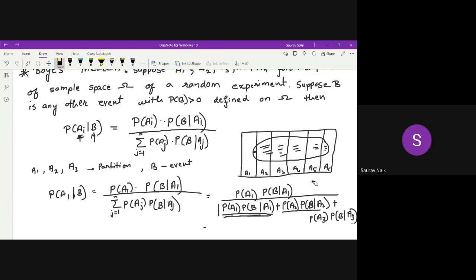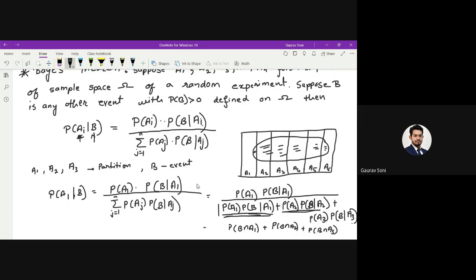Sir, can you tell the denominator once again? I couldn't hear you. The first one is probability of B intersection A1, plus probability of B intersection A2, and this is nothing but probability of B intersection A3.